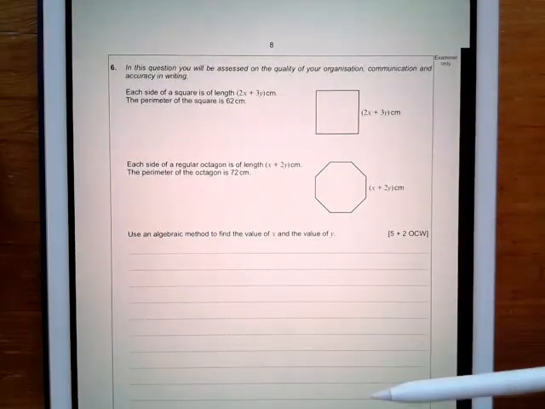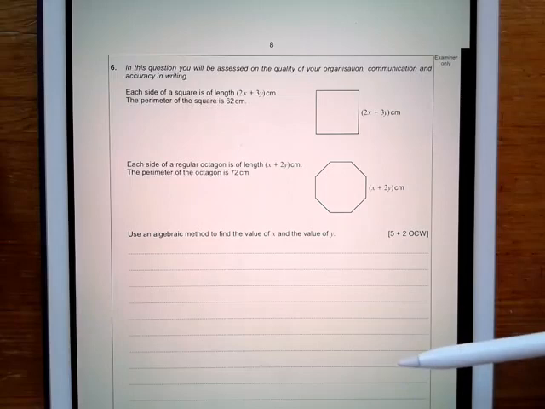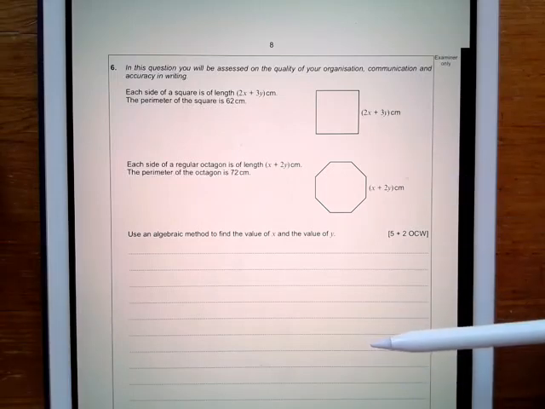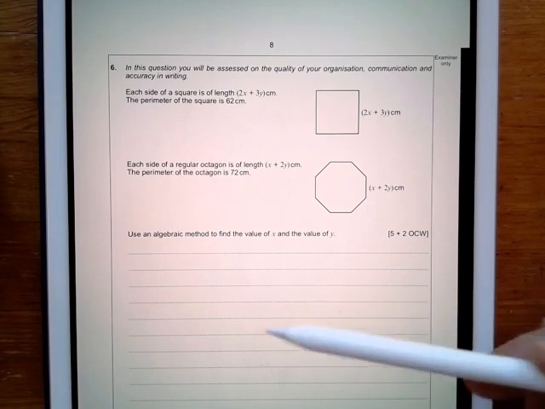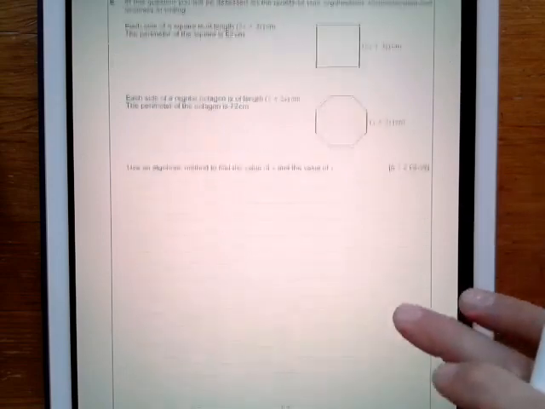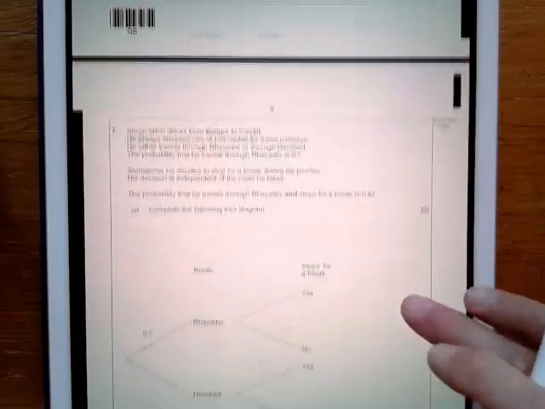Question 6. Now, if it was later in the year, I wouldn't tell you what this topic actually is. You might be able to work it out for yourself. But since this is the first one, I'll tell you now, this is a simultaneous equation question. In disguise, you have to make the equations first and then solve them simultaneously. Should be very straightforward for you.